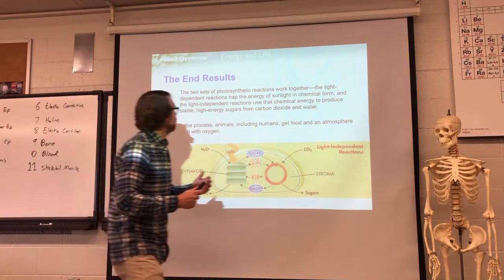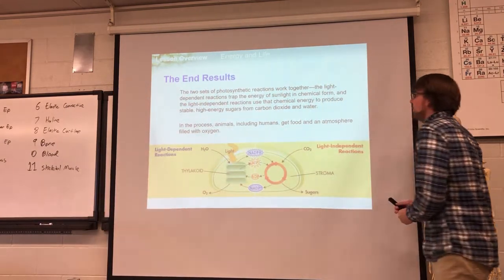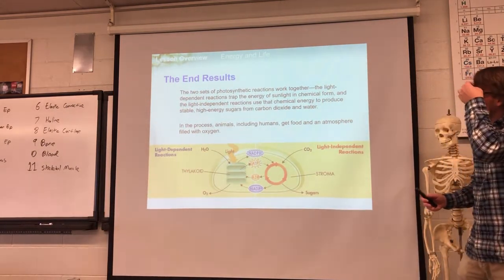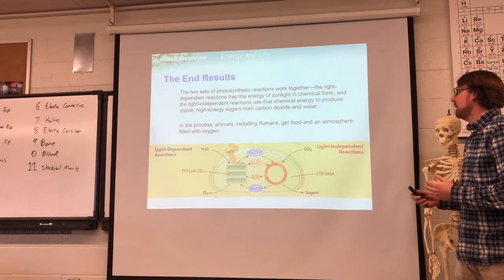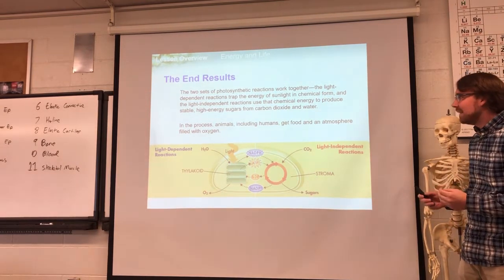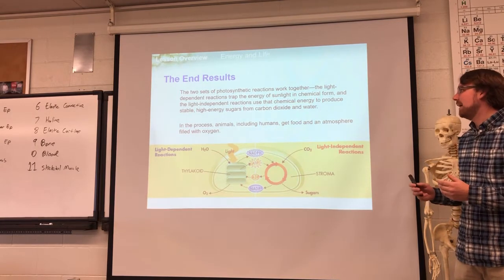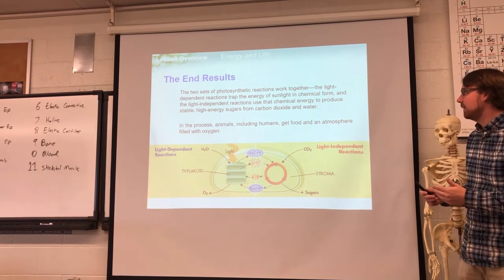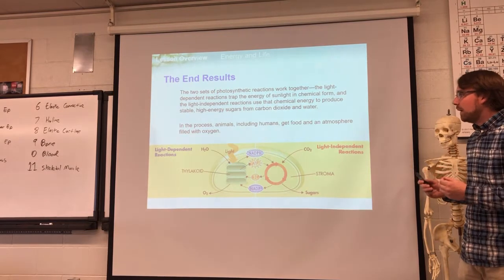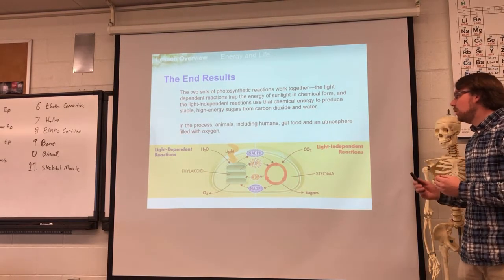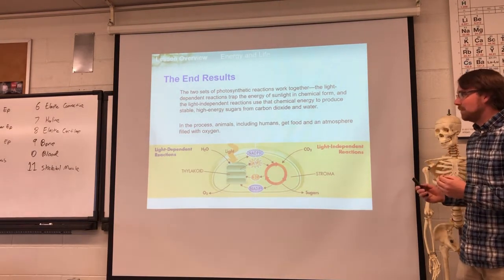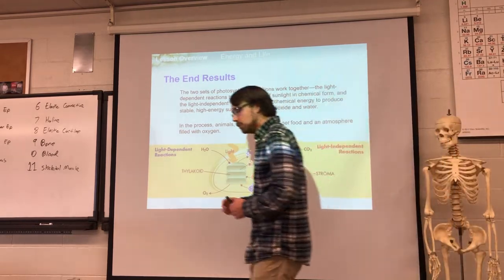2 sets of photosynthetic reactions work together. The light-dependent reactions trap energy of sunlight in chemical form, and the light-independent reactions use that chemical energy to produce stable, high-energy sugars from carbon dioxide and water. In the process, animals, including humans, get food and an atmosphere filled with oxygen.